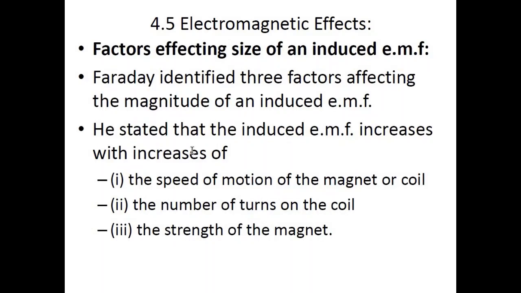Factors affecting the size of an induced EMF. There are 3 factors, and this was concluded by Faraday. The induced EMF increases if you increase the speed of the motion of the magnet or coil, the number of turns on the coil, or the strength of the magnet. These are the only 3 ways in which you can increase the induced EMF in a conductor.